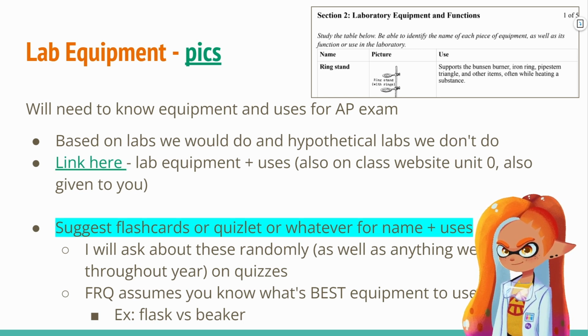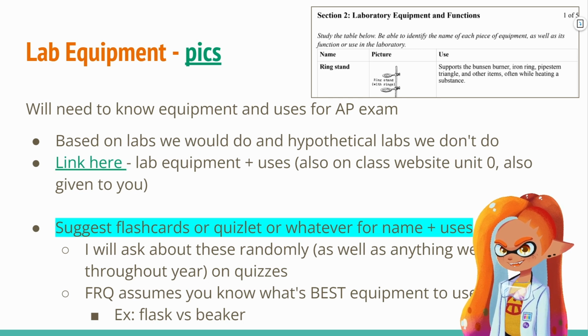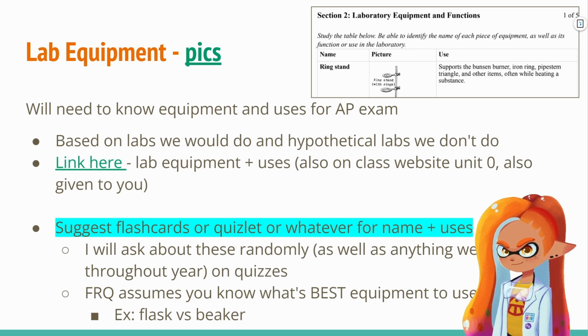During class, I definitely will be asking random questions about this throughout the year. The FRQs assume you'll know what the best equipment to use for different labs. So, for example, in general chemistry, you might have used beakers a lot, but flasks are usually used more for certain things. So, again, you have to know the uses.